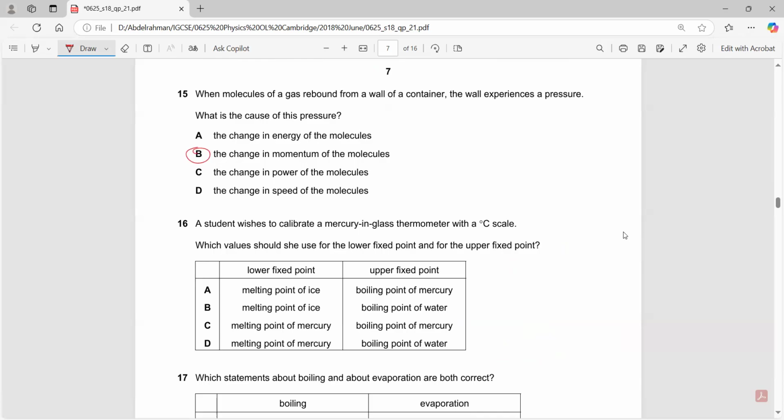Why? Because as it hits the wall, the direction changes. Even if the magnitude of the velocity doesn't change, the direction of the velocity changes. This means that it is exerting a force on the wall, which is momentum, or actually impulse. When you change the momentum, you are exerting an impulse.